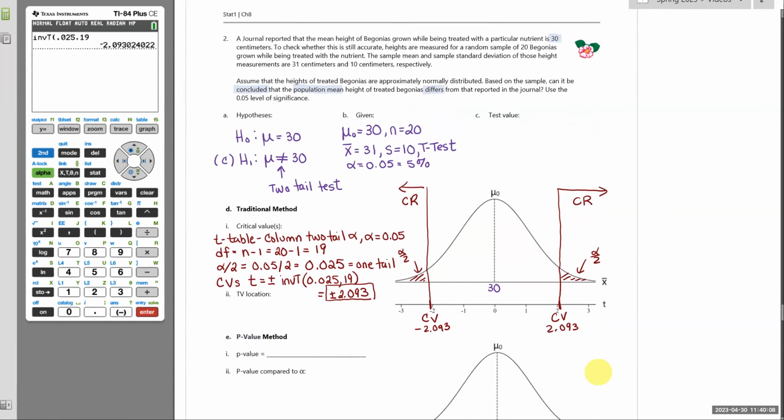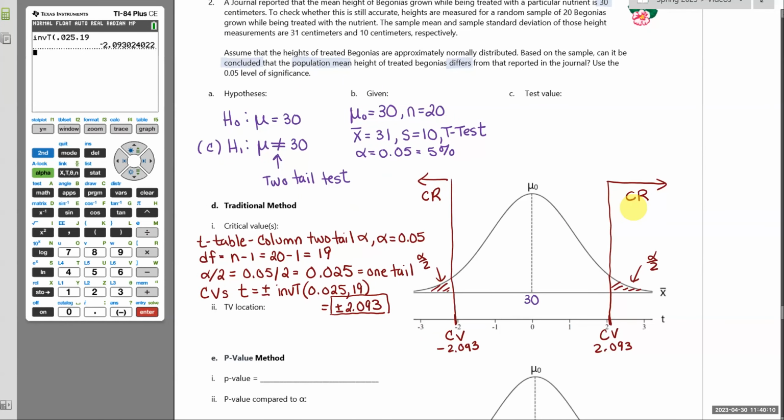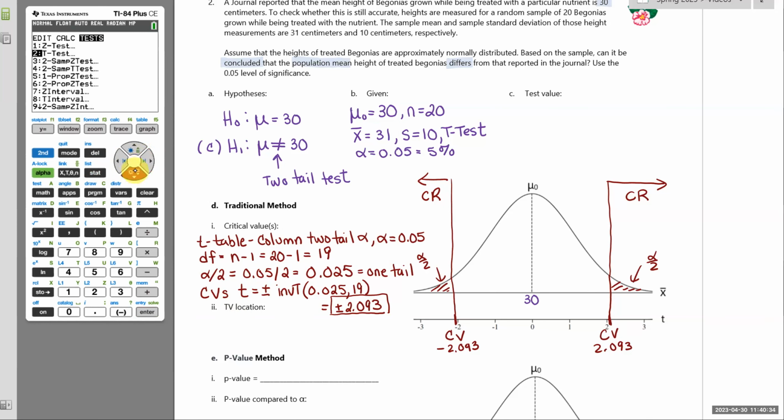So the process is the same, just having to have this conversation about going to your table or using your calculator to find critical values. The rest of it, the calculator can take care of for us when you run a t-test. So the t-test does not do the traditional method. So it does not provide that for you, but it will give you everything else. So let's go to our t-test.